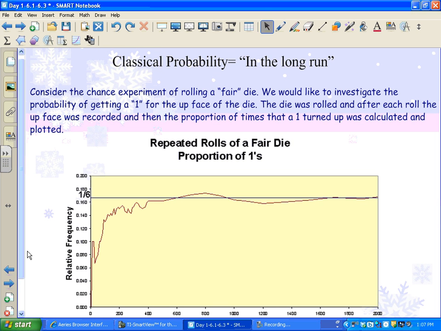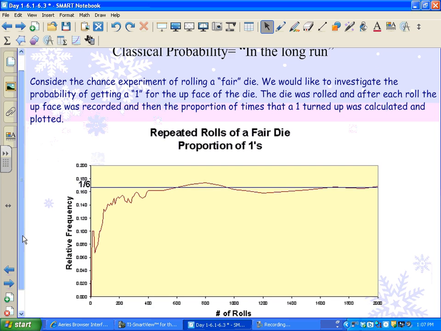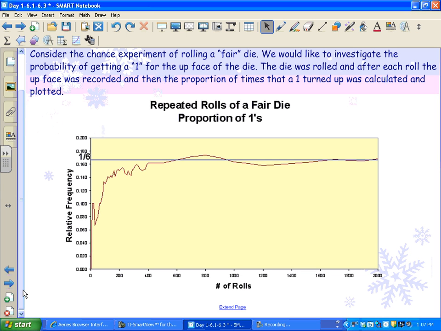Classical probability. We're still looking at that probability piece, as I told you before. We're going to get to that tomorrow. This is what's called the law of large numbers. That's something you're going to need to know in just a second. What I've shown you here is a graph of somebody who has rolled a fair dice 2,000 times.